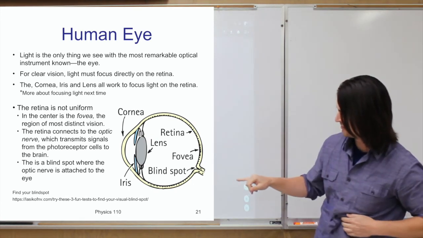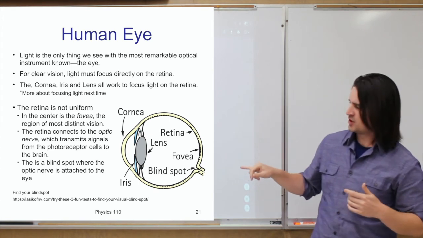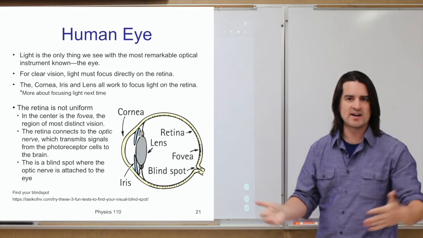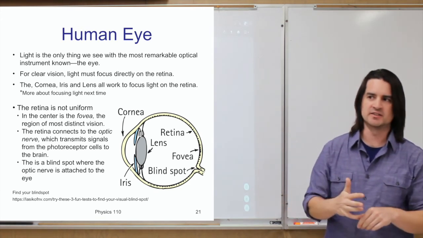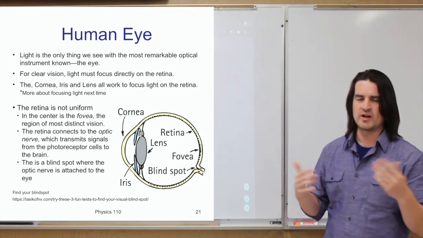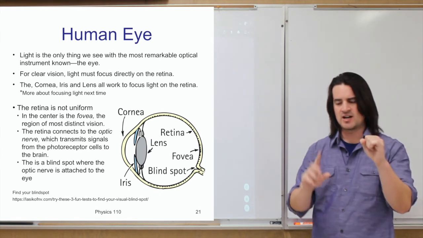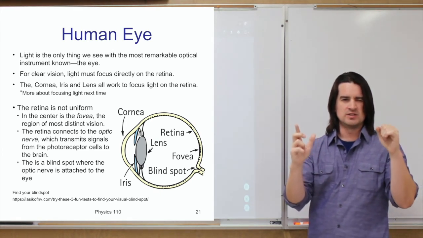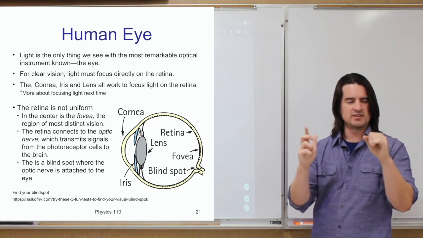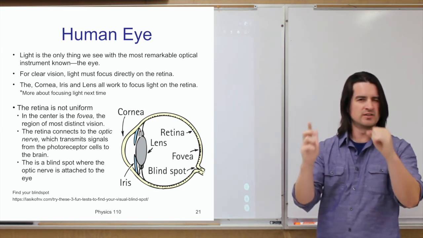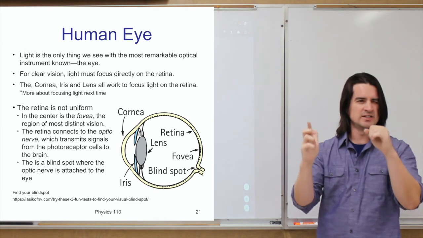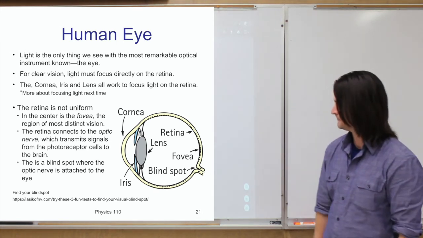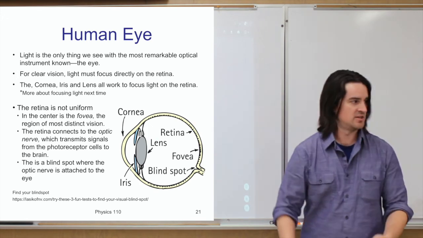I put a link down here. I'm not going to do it in the video, but you can just look up Google finding your blind spot, and it's pretty easy to find an example of a way to do it. Essentially, you look at a dot and an X, you close one eye, and you focus on that dot, and you move the image in and out until the X disappears. And there you go, you just found your blind spot. So that's kind of fun to do. I'd recommend giving it a try.